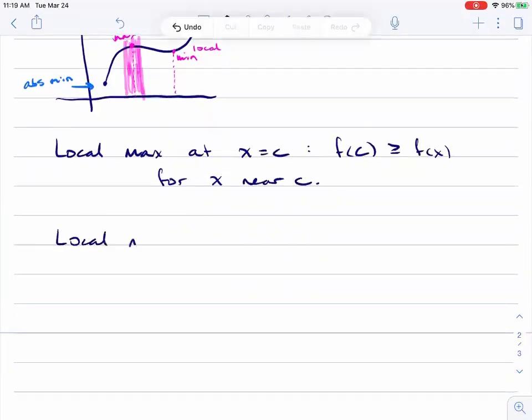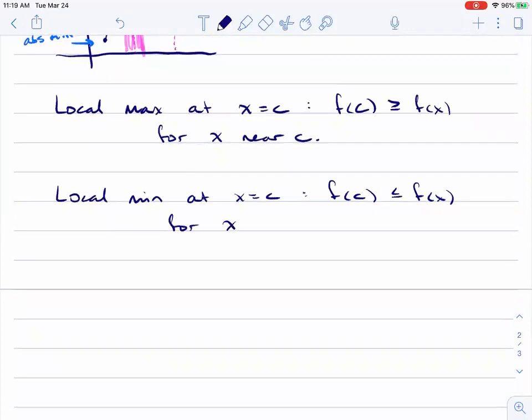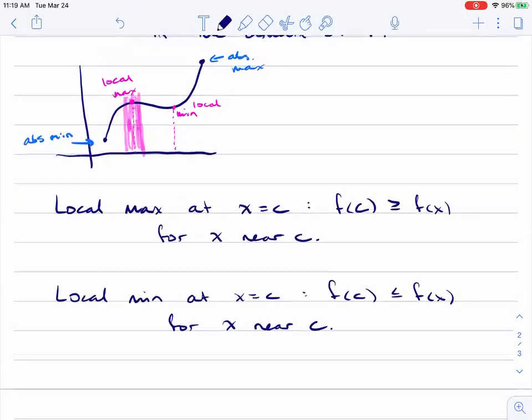Same thing for the local min at x equals c: if f of c is less than or equal to f of x for x near c. So here, what we're saying is x near c, right? If that's c, I guess if I put it on there.